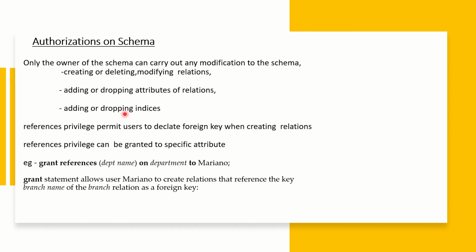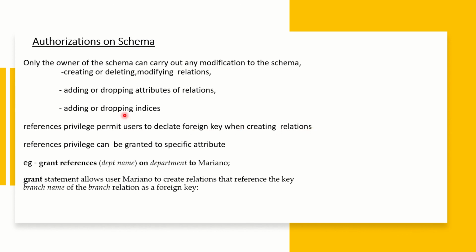And we can also give privilege. Suppose a particular user is introduced, and the user has the references privilege, which is a new privilege. In the case of authorization on schema, we are going to include one more type of privilege, called the references privilege. The references privilege, if given to a particular user, permits the user to declare a foreign key when creating the relation.